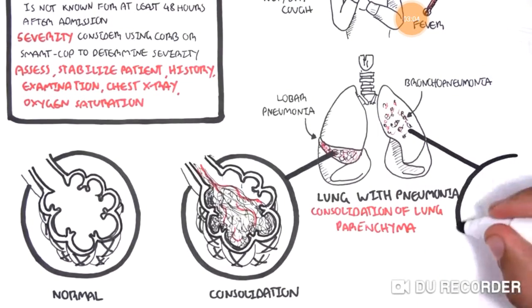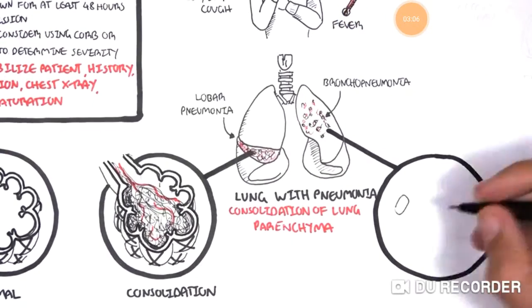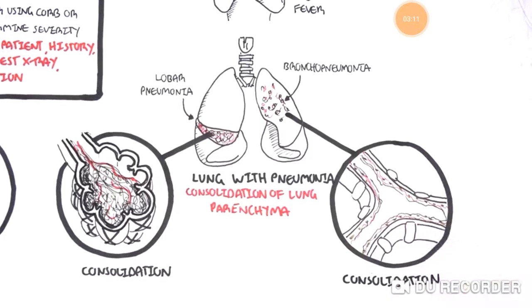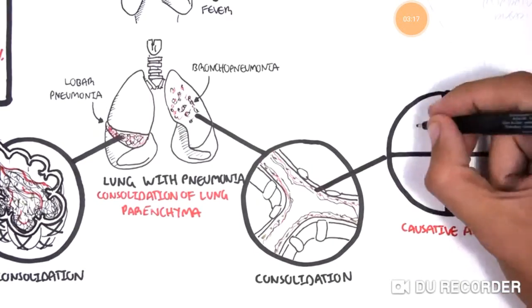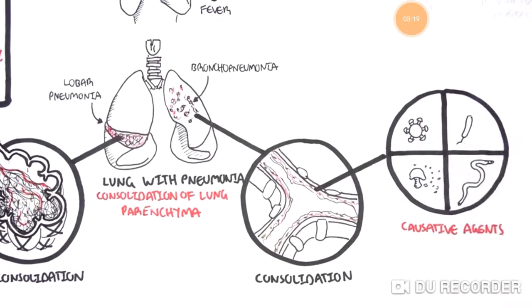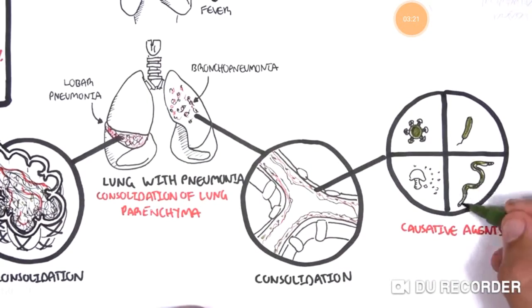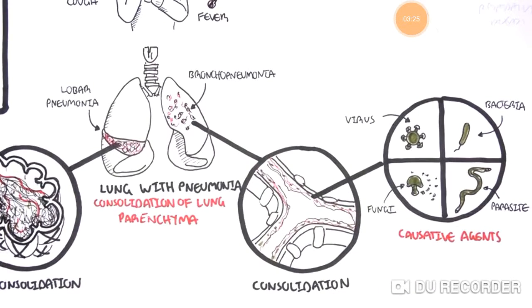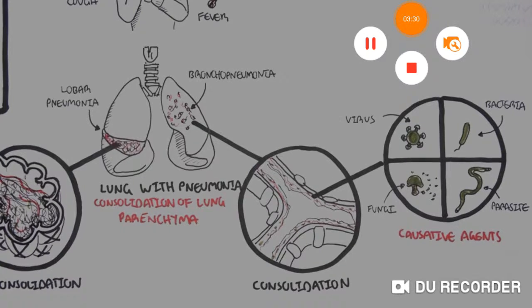In bronchopneumonia, similar things are happening, except the site of consolidation is mainly along the airways, the bronchioles. This can later move towards the alveoli, eventually leading to lobar pneumonia. There are many causes of pneumonia. They can be viral, bacterial, parasitic, or fungal. We will talk more about the etiology, or the causes of pneumonia, later on in this video.